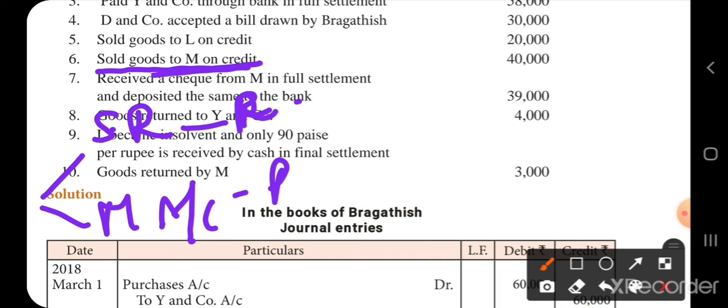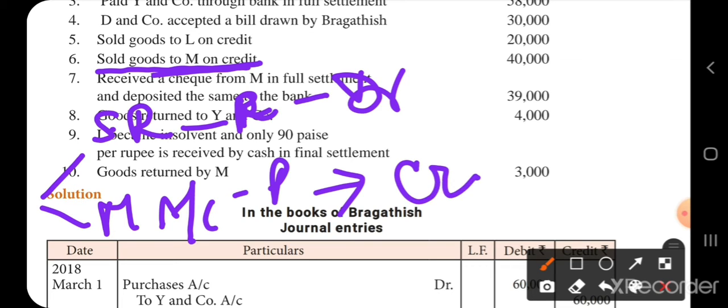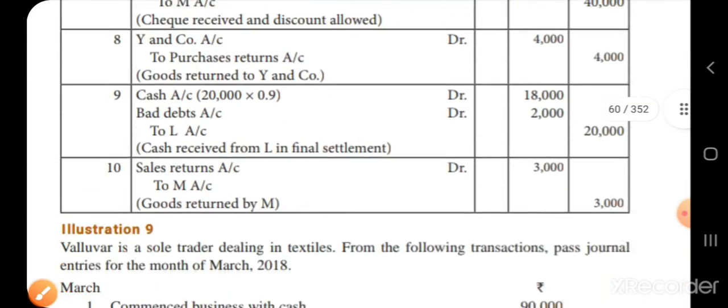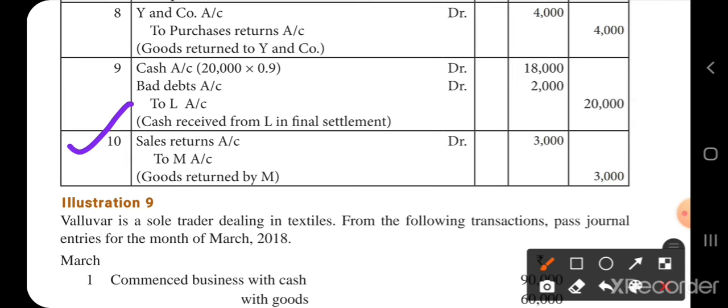Okay, sales returns, debit what comes in. So goods are coming in to Bragadish, so you debit. And for the personal account, what is the rule? Credit the giver. Who is giving the goods? M. So credit M. The entry will be sales returns account debtor to M's account. So debit sales returns account and credit M's account.